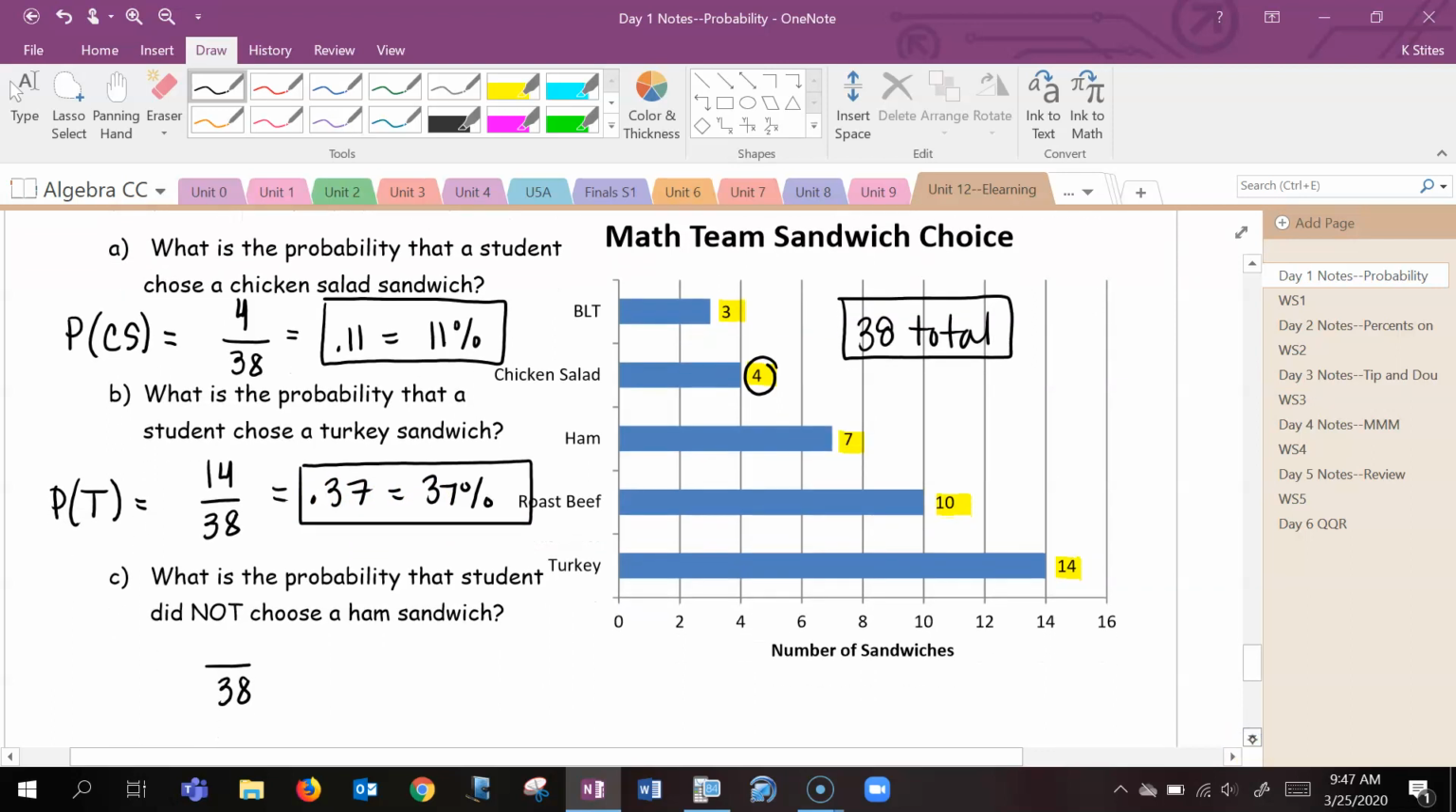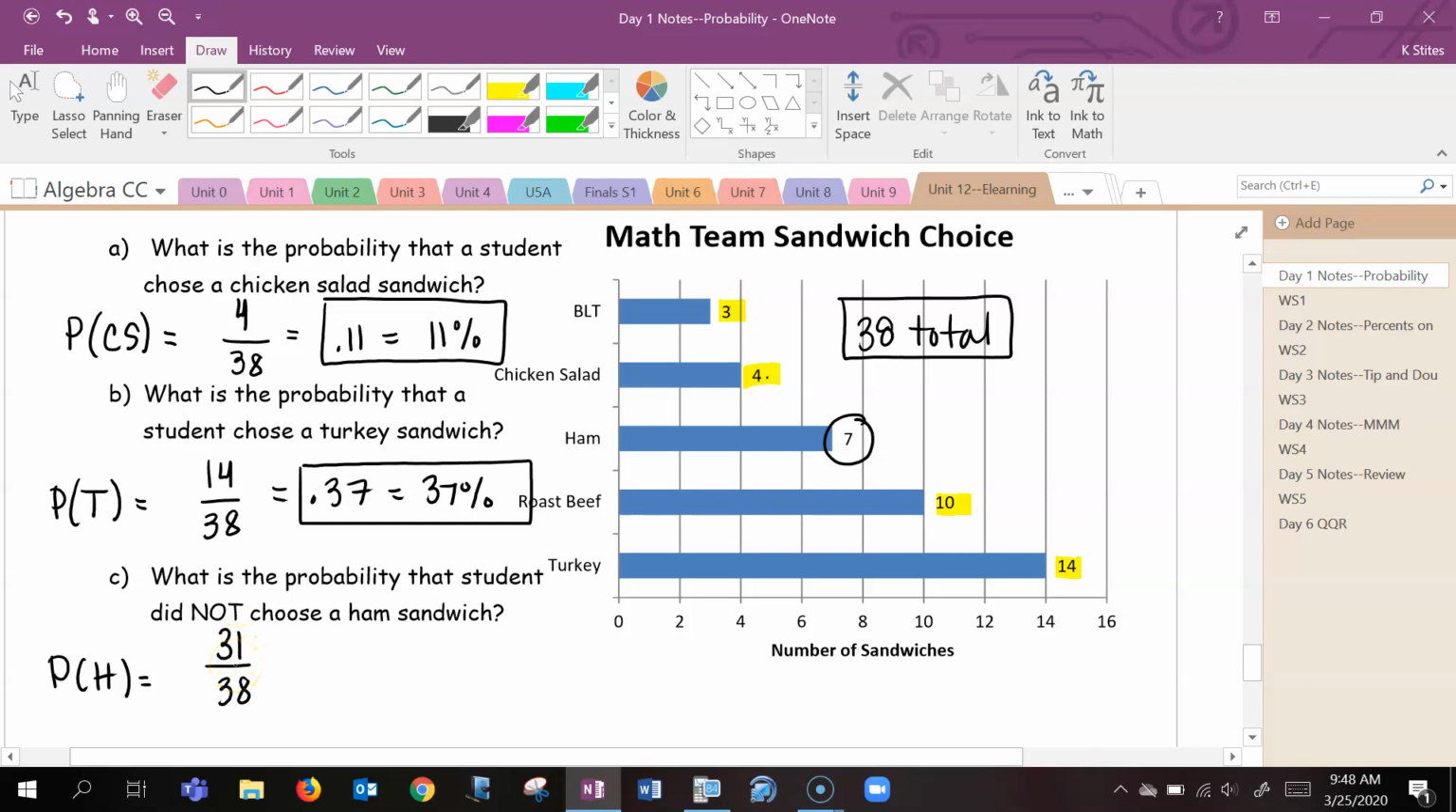All right, last one. What is the probability that a student did not choose a ham sandwich? So here's ham. I'm saying I do not want ham. So think about it. There are actually a couple different ways you could do this. Okay, see if you can take a minute and figure out what number would go on top here. All right, so the number that you should get is a 31. All right, and there are 2 ways you could do that. If we do not want ham, that means we want everything else. So we can add up 3 plus 4 plus 10 plus 14, and that should give you 31.